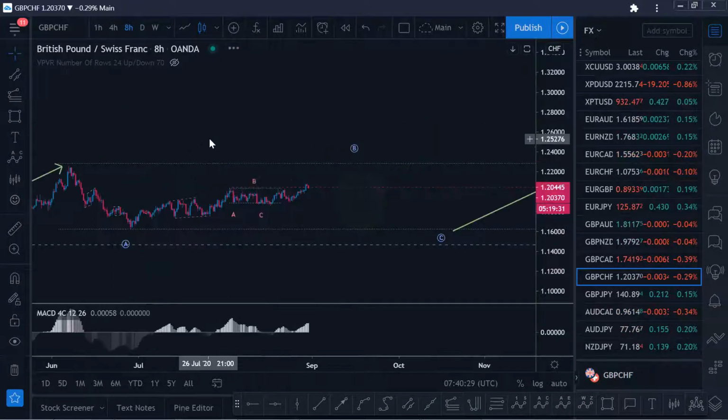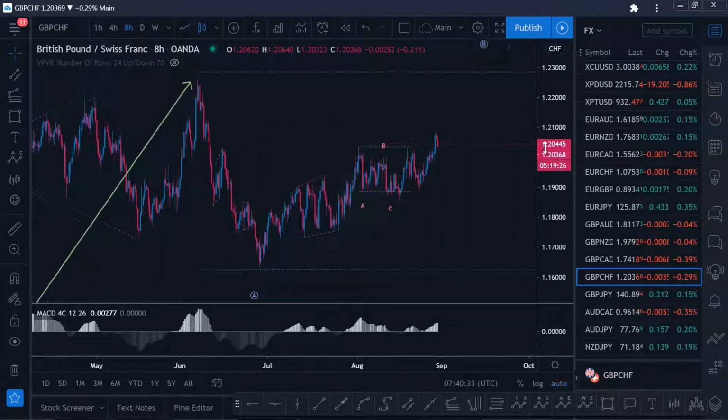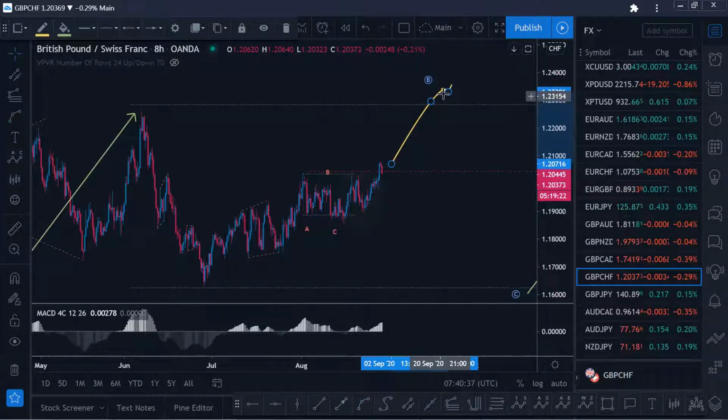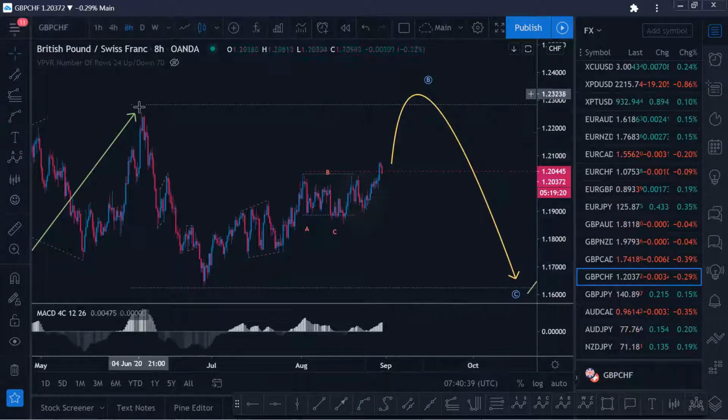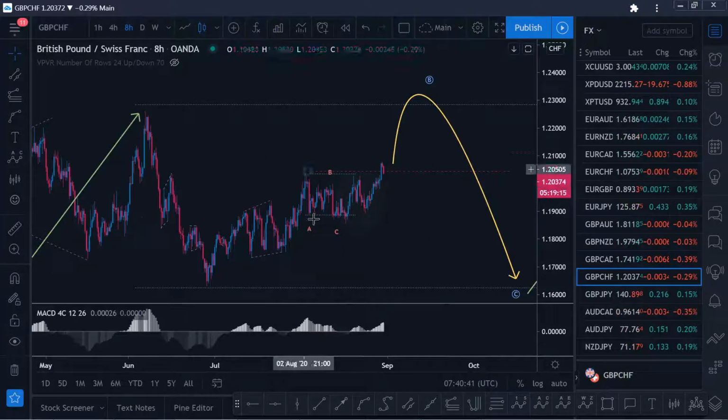Being long Pound Swiss at the moment works for me, but at the same time, we need to be very careful that we don't get up to this region and then just see a strong turn to the downside, because we're trading this A, B, C correction for more upside. So just be wary of this one. It's a very strange picture, but we need to keep an eye on it.